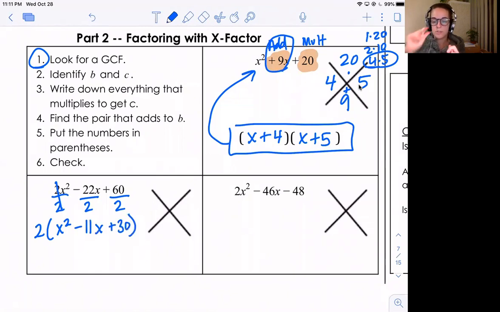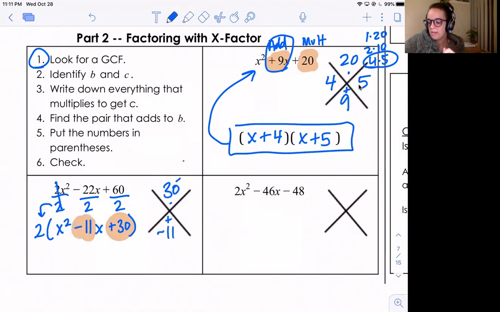Plus 30, like that. So 2 stays on the outside. It's out here. And then we have our regular trinomial on the inside, x squared minus 11x plus 30. So I need to multiply to get 30 and add to get negative 11.